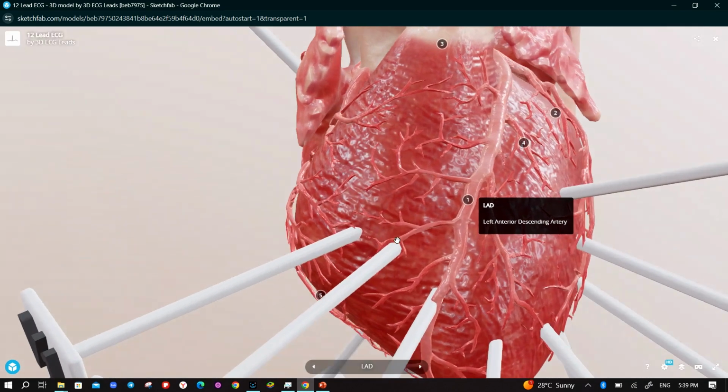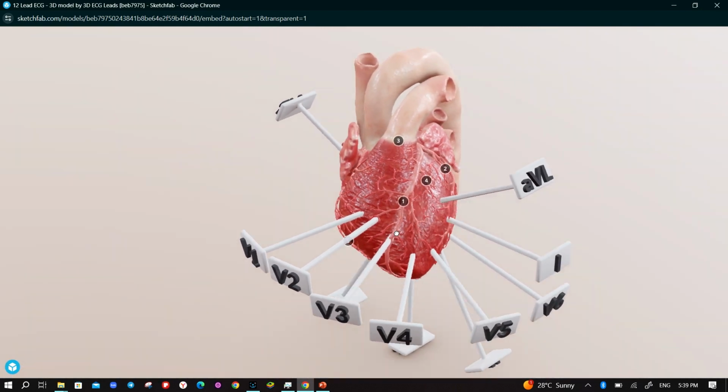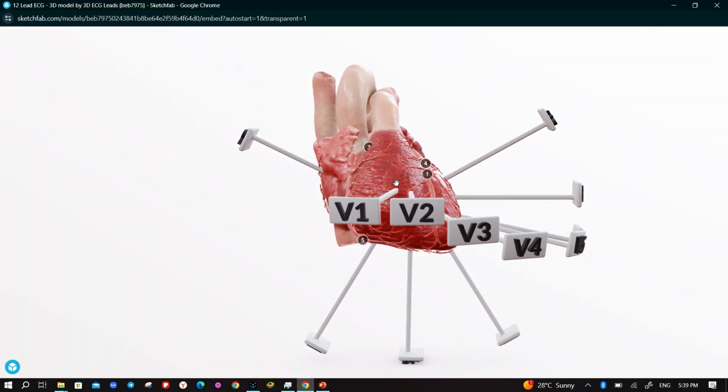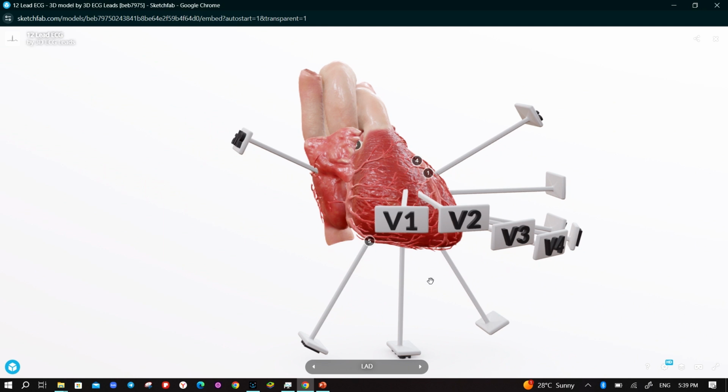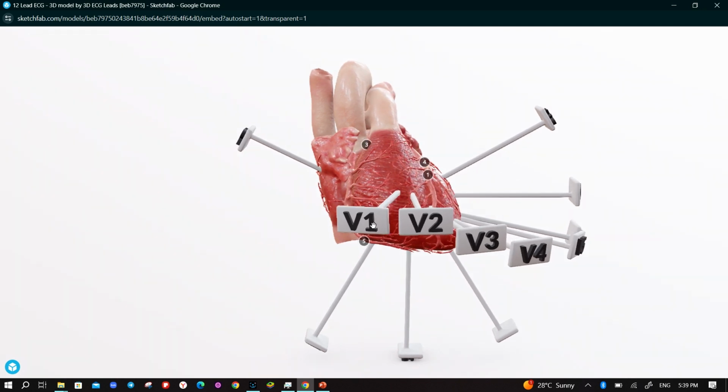And remember, for the chest leads, we mainly talk about their position, where they are located. For example, as you can see, V1 is more located on the right side of the heart.